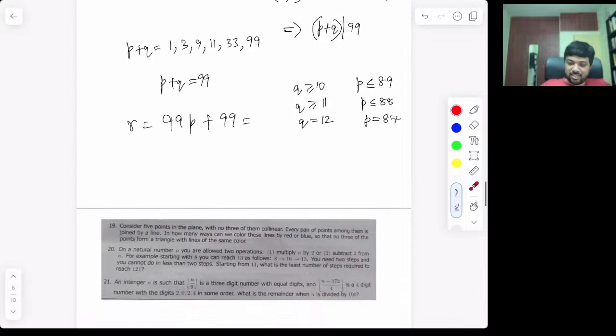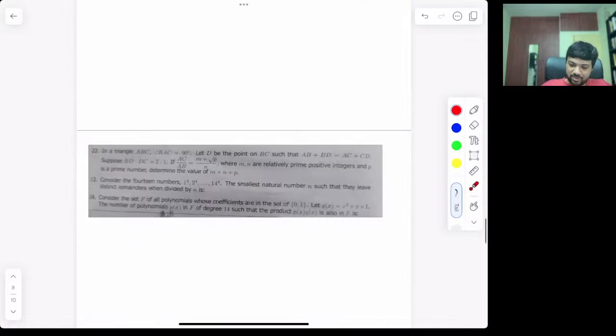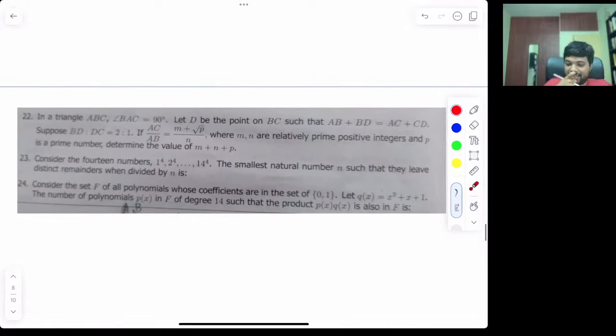Question 23. Okay, so let's do questions on demand and then I'll come back to the other questions. Question number 23. Consider the 14 numbers 1 power 4, 2 power 4, and so on, up to 14 power 4.